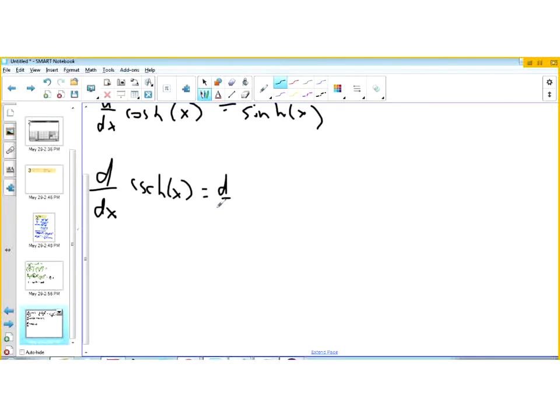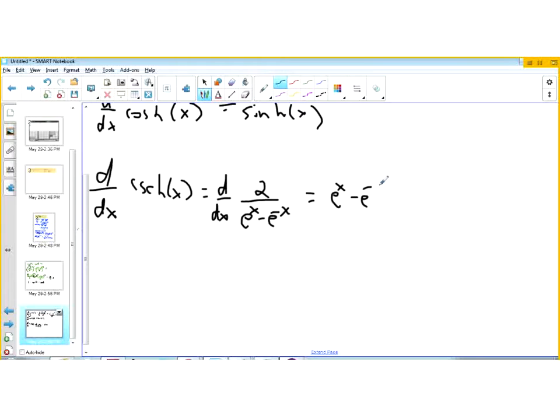Okay, so replace hyperbolic cosecant with its definition. So that would be 1 over hyperbolic sine, which is 2 over e to the x minus e to the minus x. And then we use the quotient rule for differentiation. So that would be the bottom function times the derivative of the top.